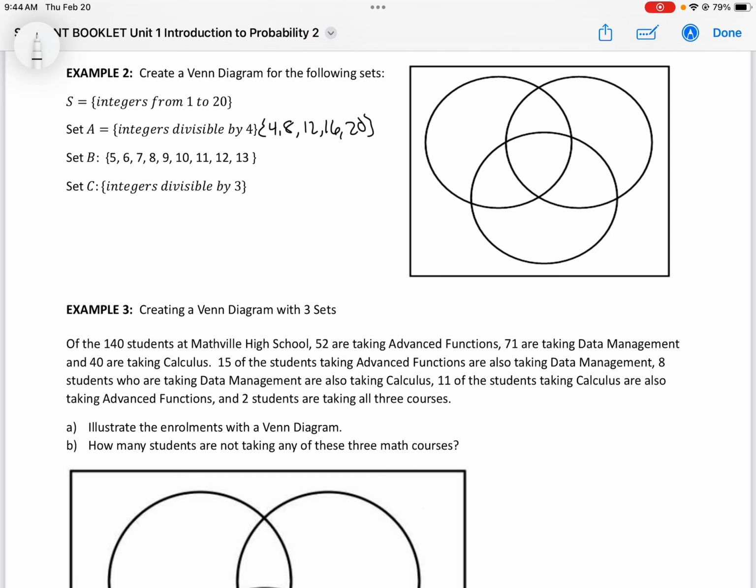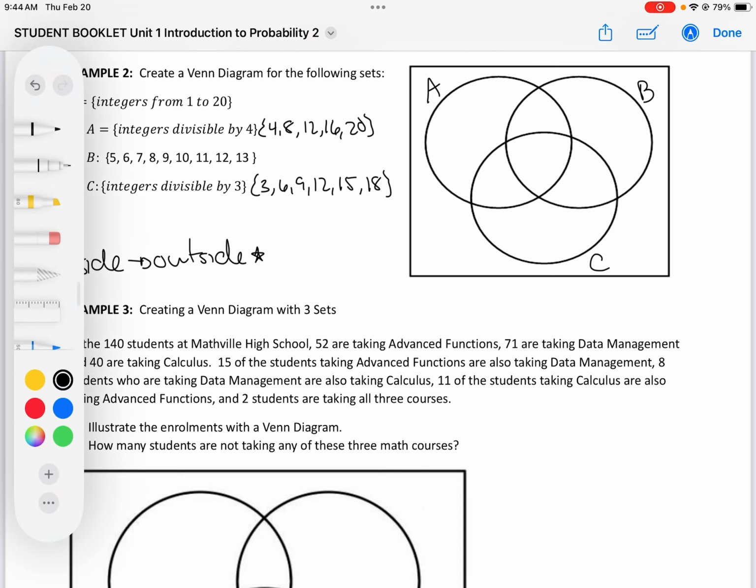So 4, 8, 12, 16, and 20. Okay, and then set B is 5, 6, 7, 8, 9, 10, 11, 12, 13. Okay, and then set C is integers divisible by 3. So let's go 3, 6, 9, 12, 15, 18. Okay, I'm going to go ahead and label these A, B, and C. And now we have to go inside out, okay? Inside to the outside. That's our method.